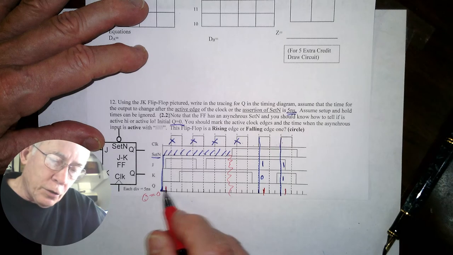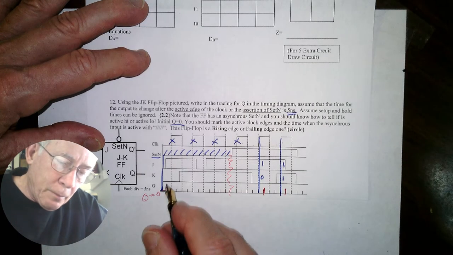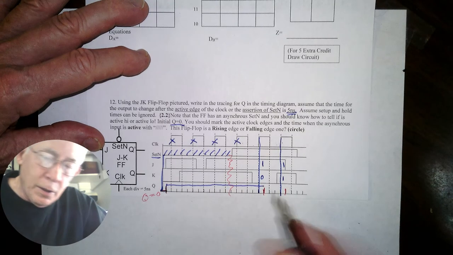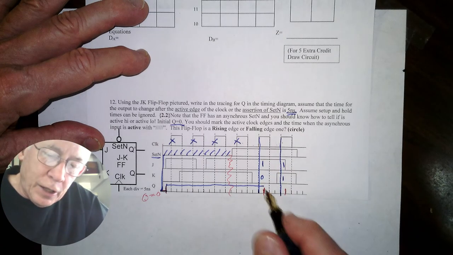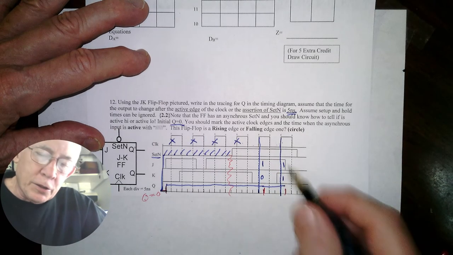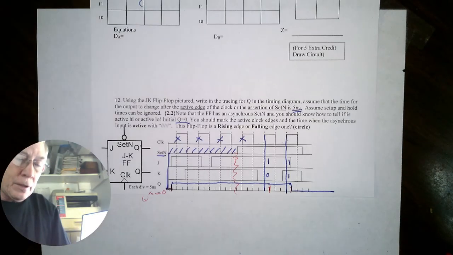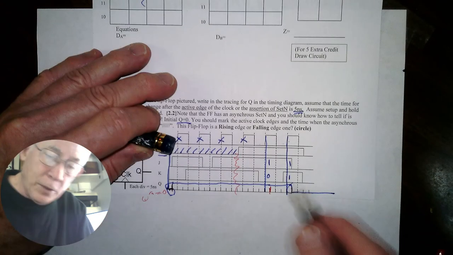But we were told that Q equals 0 before here. So now we know Q is 0. And then at this point, it's a set. So it's going to go up and be set. It has to stay set until here. Here, we get J is 1, K is 0. So it's going to stay set till here. And here, it's going to toggle. So it's going to go low. So that's all there is to that. You have a little notch here. And you have a drop there.